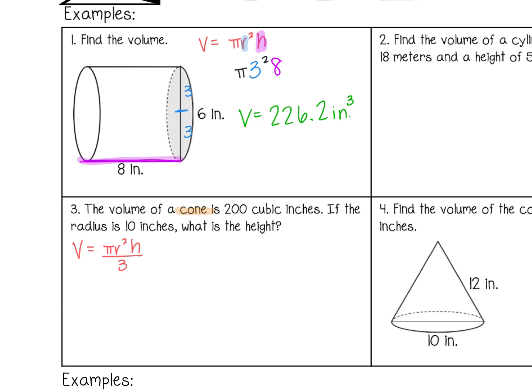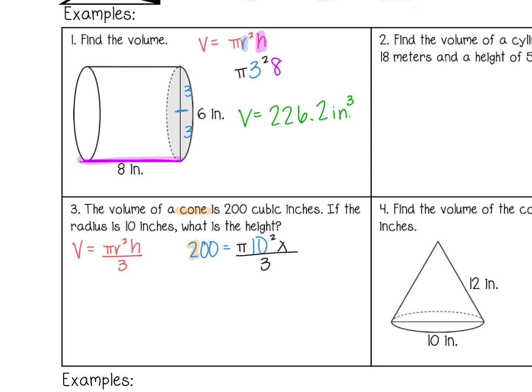So, writing in what they gave me. What did they give me? They're giving me my volume. So I have 200 equals, what's my radius? They're giving me my radius. Don't forget you need your pi. My radius is 10. I'm squaring it. I'm looking for my height. And I'm dividing everything by 3.